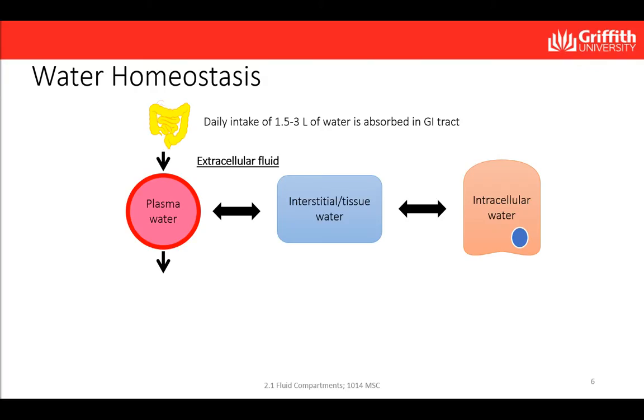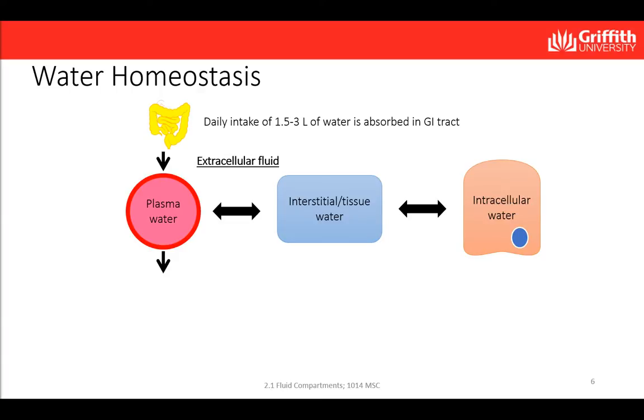For the body to remain hydrated, water intake must be equal to water output. Daily intake of water varies from person to person and is strongly influenced by habit and environmental factors. On average, an adult human being consumes between 1.5 to 3 litres of water per day from various liquid and solid sources. Ingested water is first absorbed into the plasma, which is then distributed to the interstitial compartment and then on to the intracellular compartment.